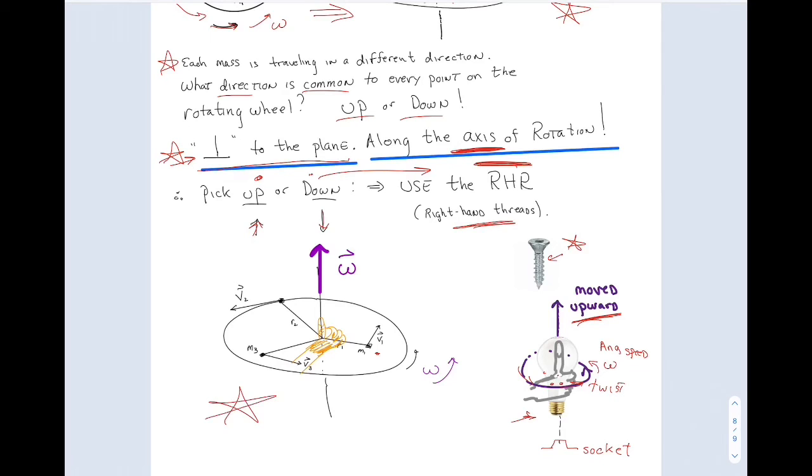Think of the right-hand rule working for right-handed threads. That's what this picture is over here. I have little chunks of mass here. They're all headed in different directions. What direction is common to all of those? A direction that's perpendicular to the plane of rotation. So the axis is a vertical line. To pick a direction perpendicular to the plane of rotation, we choose based on the right-hand rule. Fingers curl around the axis of rotation, thumb points up in the direction of omega. So that's why omega is chosen to be up. It's based on the right-hand threadedness of the axis of rotation.